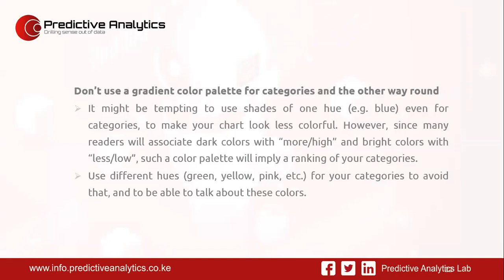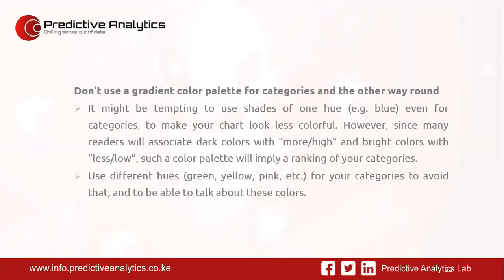So the other point, don't use a gradient color palette for categories and the other way around. It might be tempting to use shades of one hue, e.g. blue, even for categories to make your chart look less colorful. However, since many readers will associate dark colors with more or high and bright colors with less or low, such a color palette will imply a ranking of your categories.